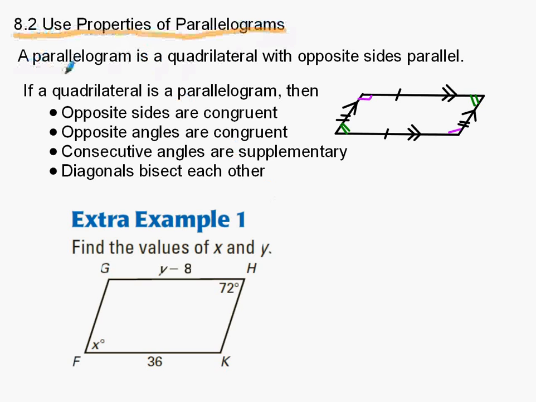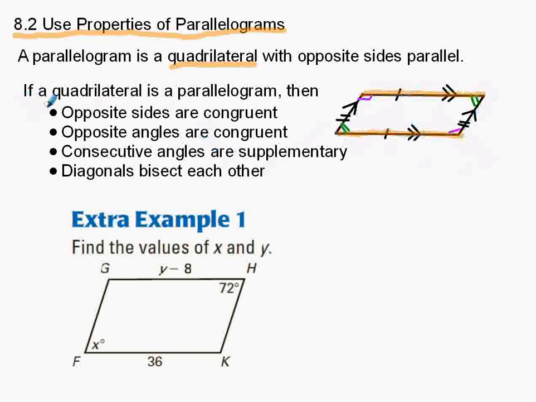First of all, the definition of a parallelogram is that it is a quadrilateral, which is a four-sided polygon, and the opposite sides are going to be parallel. So these two sides that look horizontal are parallel, and this other pair of opposite sides that are going up and to the left would also be parallel.